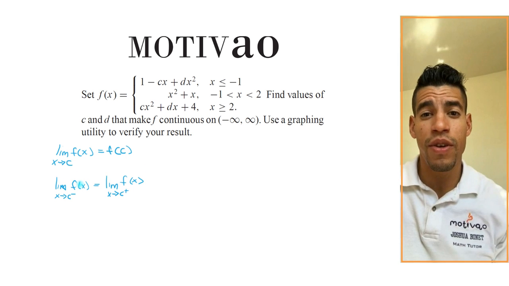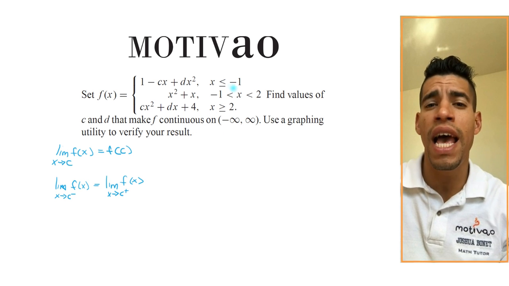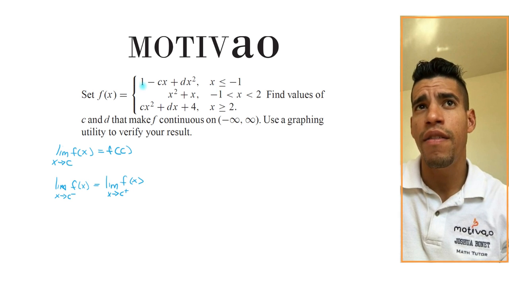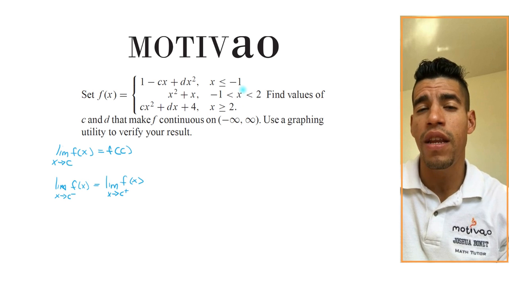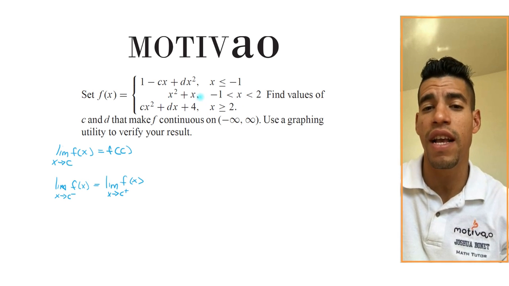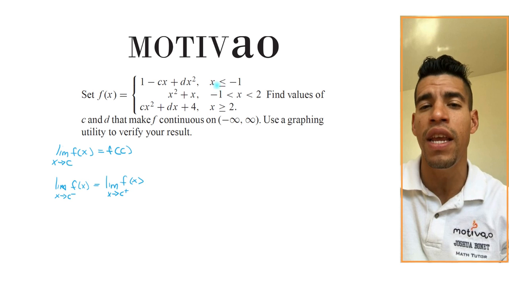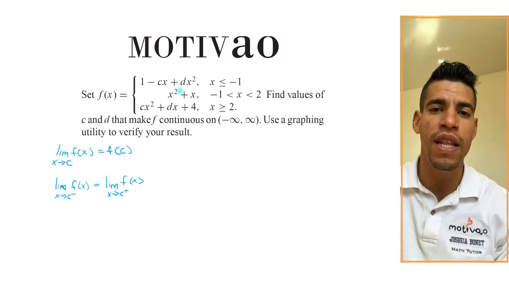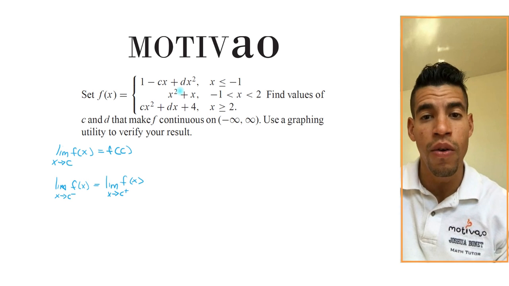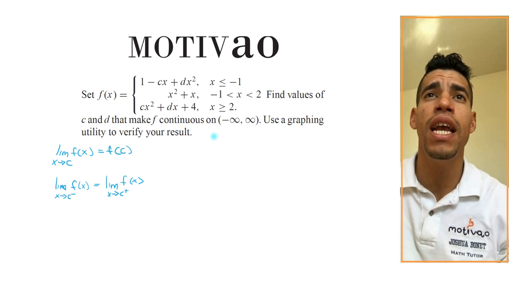Again, in order for the limit to exist, it must satisfy this condition. If we choose -1 from the left, we're actually choosing this function, 1 minus cx plus dx squared. If we choose -1 from the right, we're actually choosing this one, x squared plus x. And for f of -1, the inequality tells me there's equality at -1, so we choose this one as well. We don't need to find f of -1 because it's already included in the limit from the left of -1. Okay, so no more talking, let's get to work.